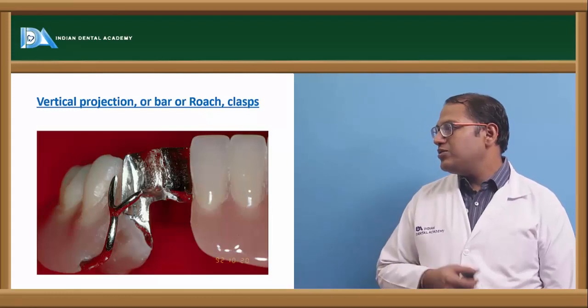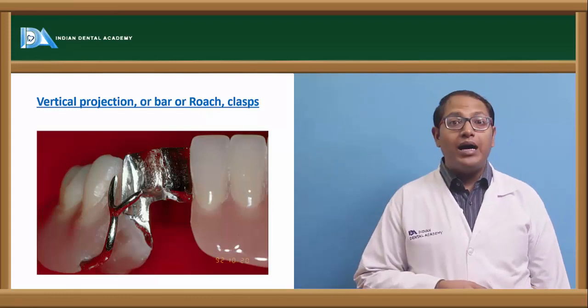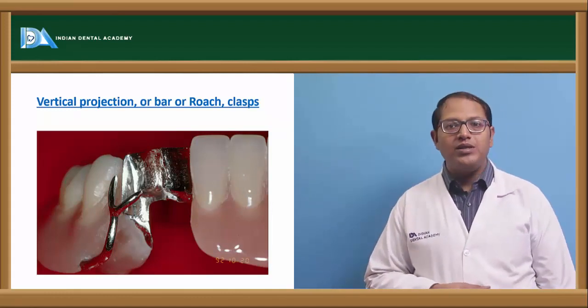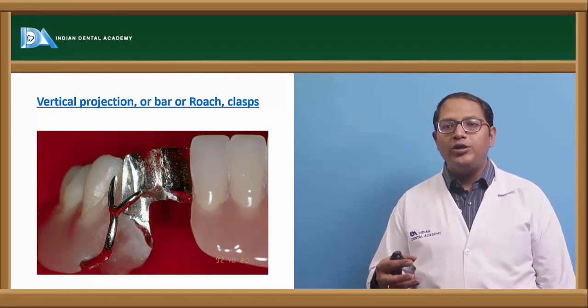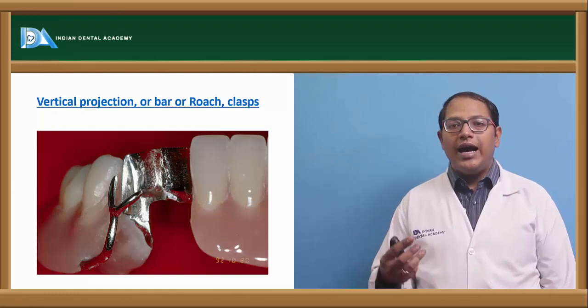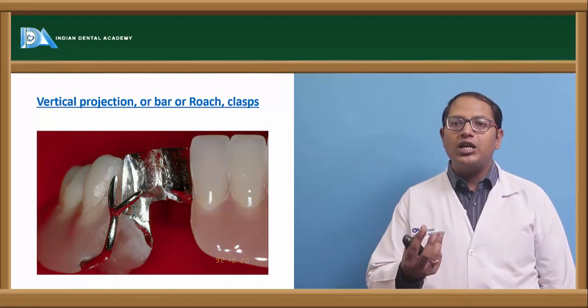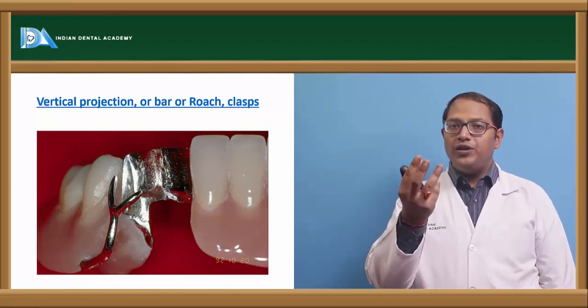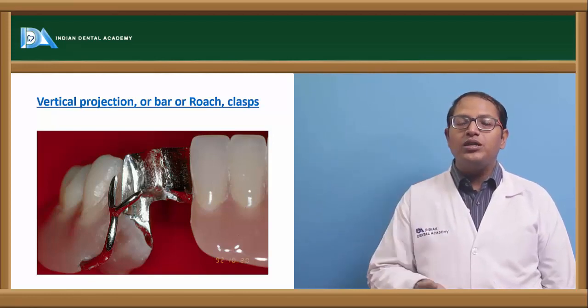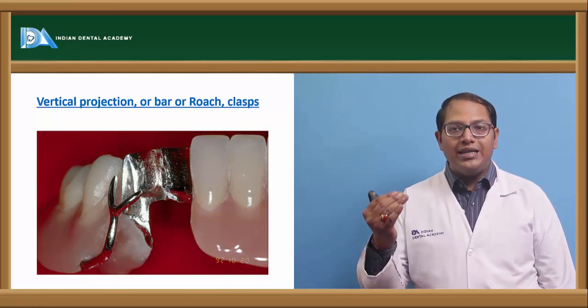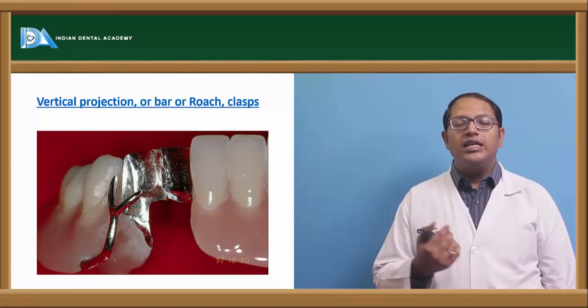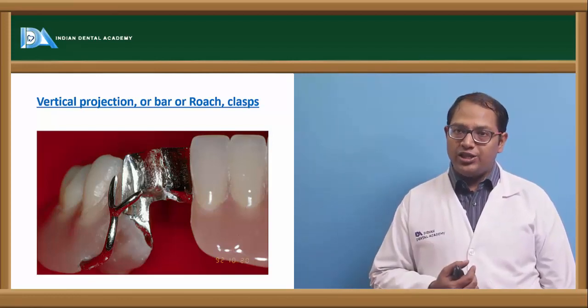Coming to the next one, the vertical projection or bar clasp or Roach's clasp. In these, there is an extension of the metal framework of the partial denture that travels along the mucosa, projects from the mucosa, crosses the free gingival margin, then goes up toward the height of the contour, but it remains below the height of the contour, in the infrabulge region of the tooth, in the cervico-occlusal direction of the tooth.